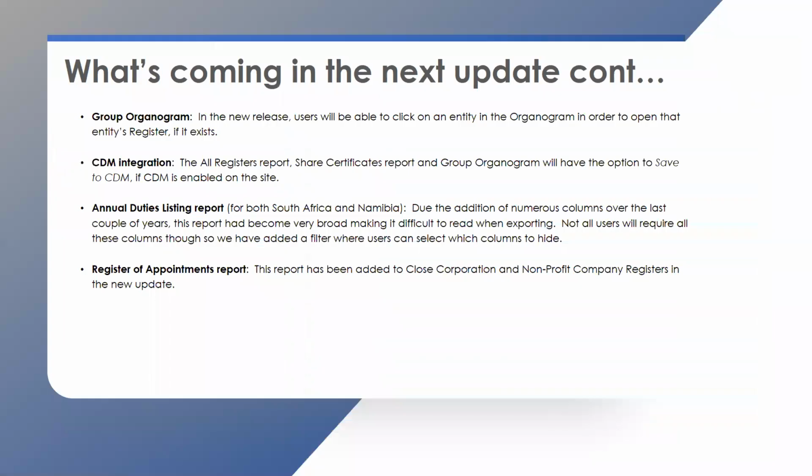Right, moving back to our slides. The last item, just a smaller one: the Register of Appointments report was always available in the company registers, but we've now added it to the closed corporation and the non-profit company registers as well. So you'll now be able to pull those reports and view who the auditors are, past and present, the secretary, and the public officer, and use them as you do at the moment in the company registers. And that's it really for our agenda.